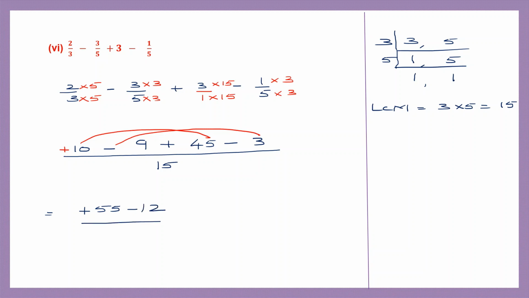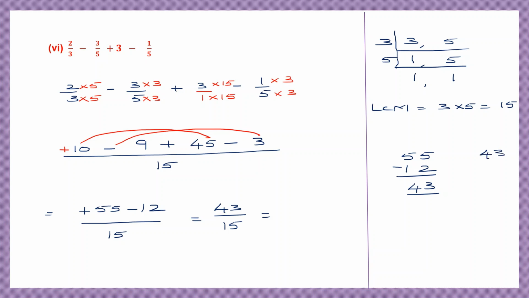So, and then denominator is 15. So here what do we have? 55 minus 12. So let's do that. 55 minus 12. 5 minus 2 is 3 and 5 minus 1 is 4. So here what do we have? 43 by 15, which is an improper fraction which can be converted to a mixed number.